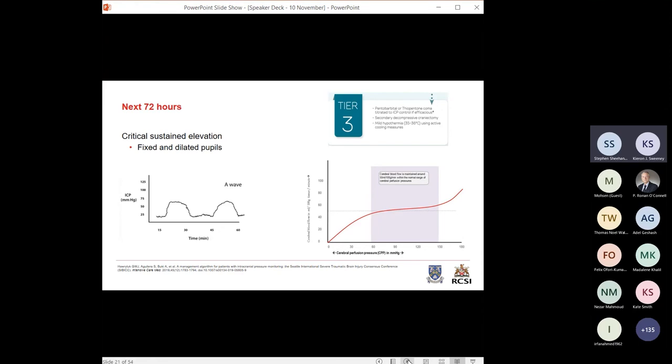Over the next while, he actually had a sustained elevation in ICP and his pupils became fixed. It appeared that he was cycling through a vasodilatory cascade. Next slide, please.